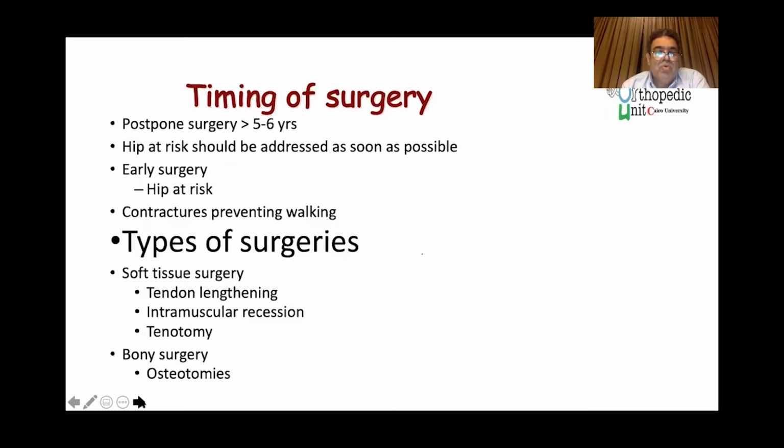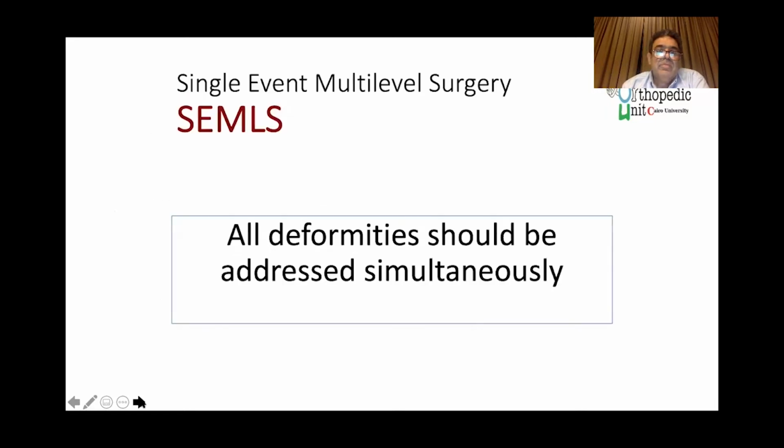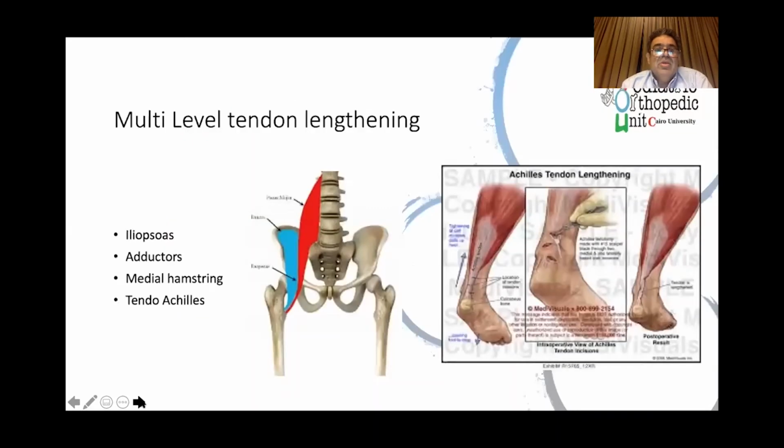The types of surgeries, of course, are either soft tissue surgery, where we do tendon lengthening, intramuscular recession, or tenotomies, or bony surgery, like an osteotomy at the hip or at the knee. The most common operation used in cerebral palsy is the single event multi-level surgery, where all the deformities are addressed simultaneously. Most commonly, we do an iliopsoas tendon lengthening, adductor lengthening, medial hamstring lengthening, and tendo-Achilles lengthening.